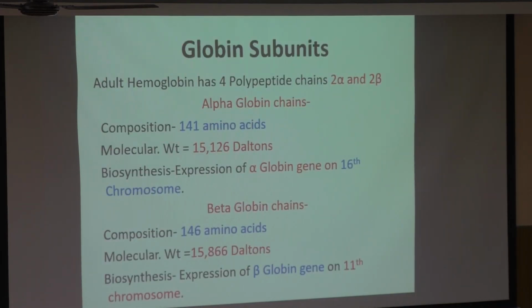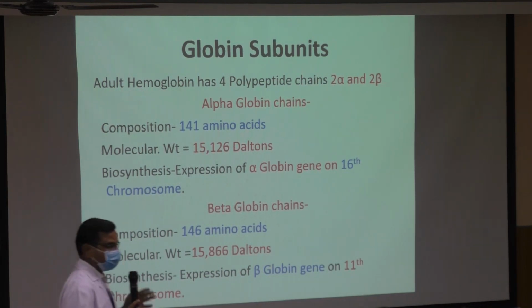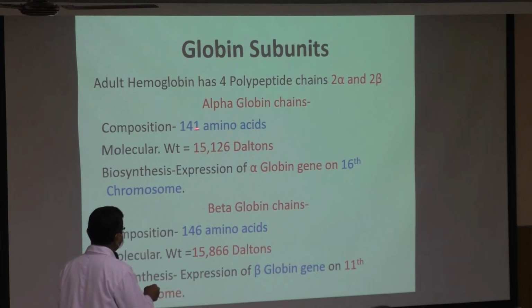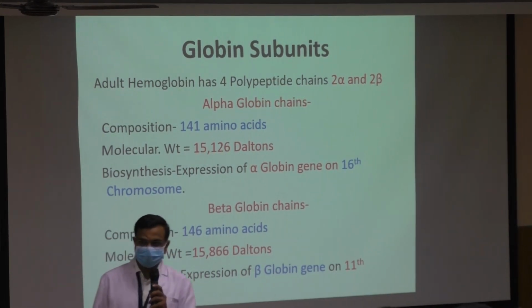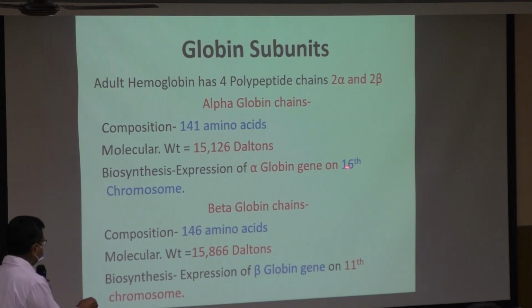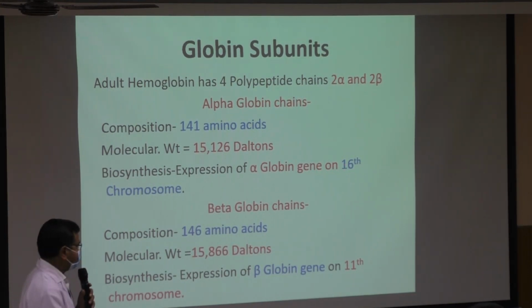Second, it is about the globin part. So globin, we already know it is a protein part. It contains 2 alpha chains and 2 beta chains. Correct. So composition: 141 amino acids in the alpha chain, and it is present on chromosome number 16.